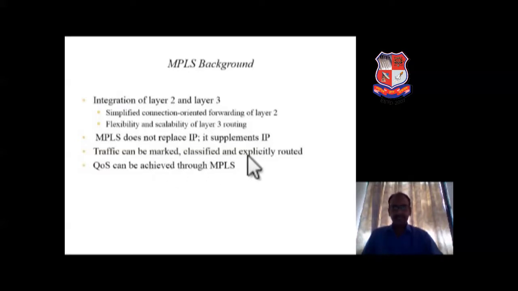Traffic can be marked, classified and explicitly routed. This is a very important point, because traffic can be marked, classified and explicitly routed. We will shortly see what is the meaning of this. QoS can be achieved through MPLS. Already we have discussed in our earlier lecture that the quality of service parameter poses a big challenge over IP since it was a connectionless protocol, but here that can be achieved quite easily.